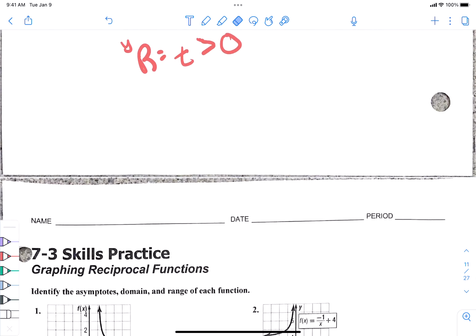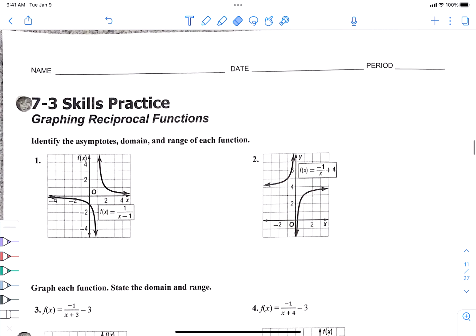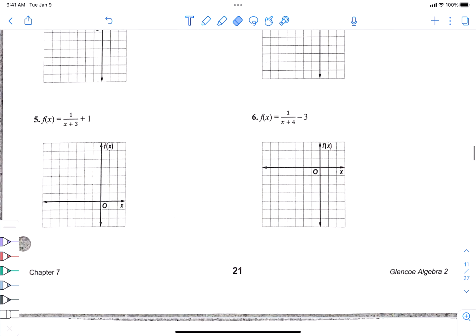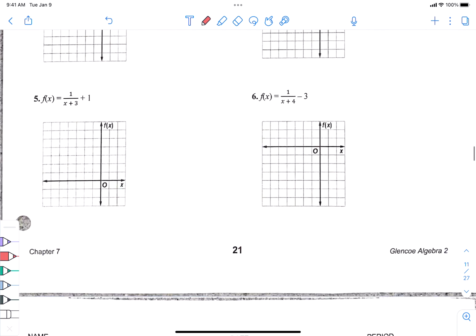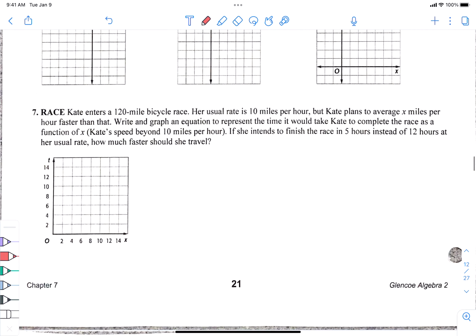Let's talk homework. Did I give you the homework? Okay, let's do skills practice. There's only 6 problems. Let's do all of them, and then I'll cut the back side down a little bit. All on skills practice, and you say evens.